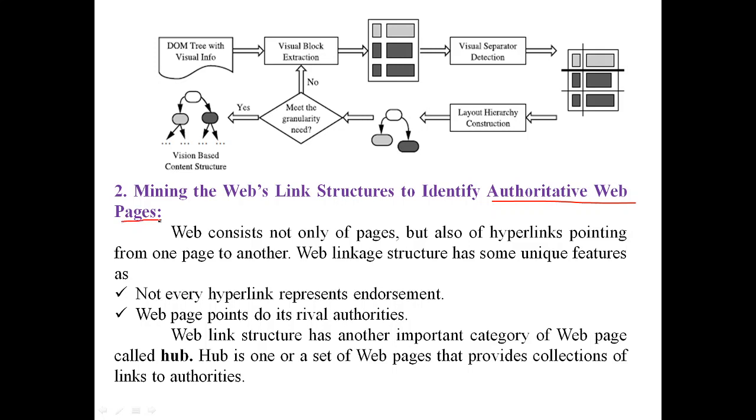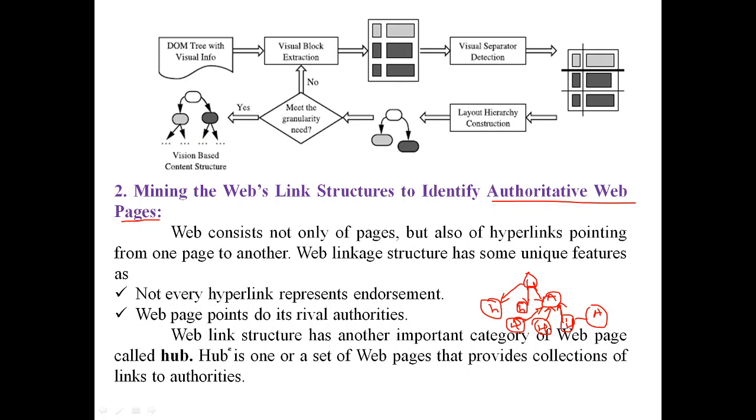And we have another one, that is mining the web linking structure using authoritative web pages. Generally we take the pages in the form of hubs and authoritative pages. Hub pages are where the outlinks are given, and authoritative pages are where the inlinks are given from all the other pages. So the number of hubs and authority pages are set, along with the number of hyperlinks that have been structured.